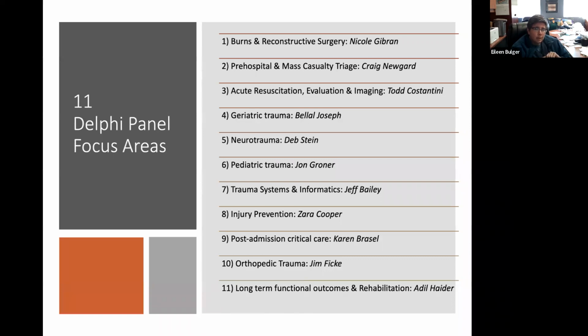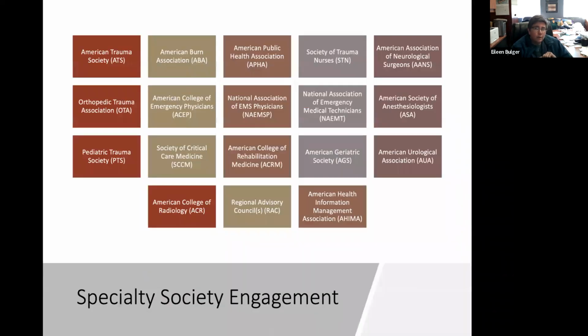As I mentioned, we're going to talk about two of these areas today. We're going to talk about the critical care panel and the acute resuscitation panel. We will, in subsequent webinars, cover all the other ones that are listed here. So over time, we're working to disseminate the results across all of these panels. Next slide. We up front in this project engaged multiple specialty societies, all of whom submitted names for representation on the various Delphi panels. So it was truly a multidisciplinary expert panel strategy.